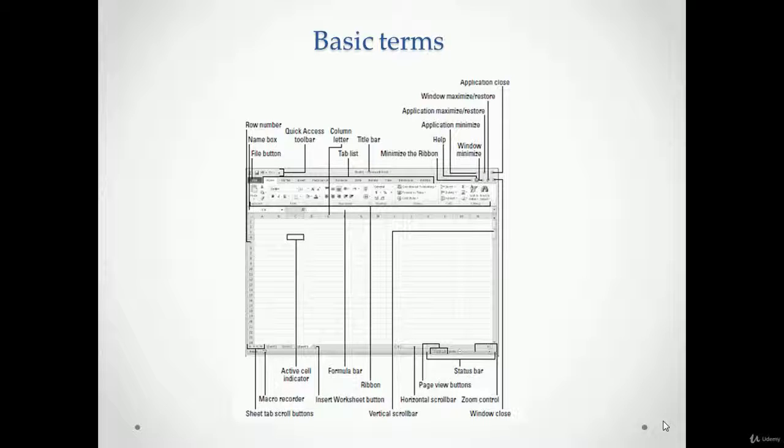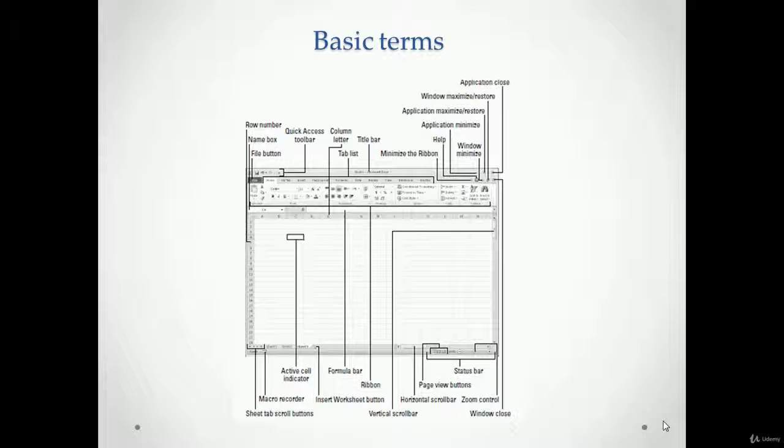Tab list. This is where most of the options come from. All the options will be available in the tab list. Title bar. It denotes what format of Excel is used and the name of the Excel file. Minimize ribbon. If you want more space for editing the Excel, you can minimize the ribbon and proceed. Help. All the help and manuals will be available in the help.